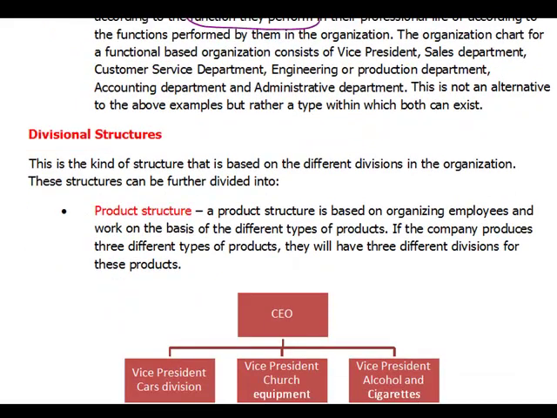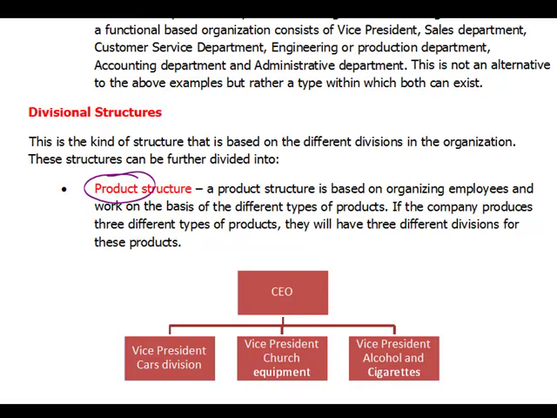Now, you can have divisional structures where people are grouped according to, for example, products. So you may have the chief executive officer, and then below the chief executive officer there will be some managers responsible for certain products: cars, church equipment, and alcohol and cigarettes, as in this case.